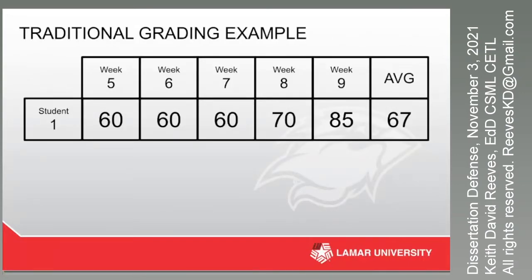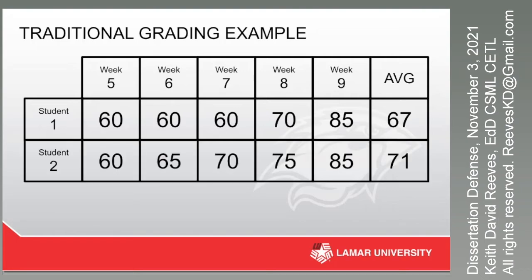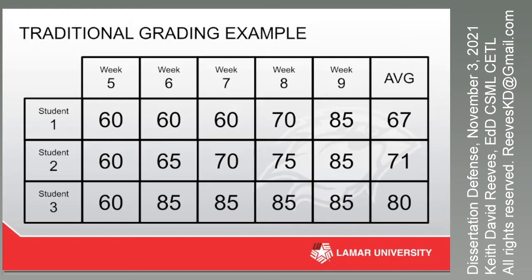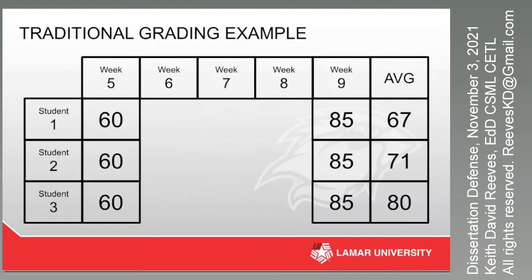So here's a practical example of this. This student begins with a 60, whatever that means, in week 5. The student is slow to develop mastery, but by week 9 has achieved an 85. The next student begins and ends with precisely the same score, but has a more linear trajectory in their unique learning experience over 5 weeks. Then this final student has an early epiphany, then plateaus at the final mastery level.